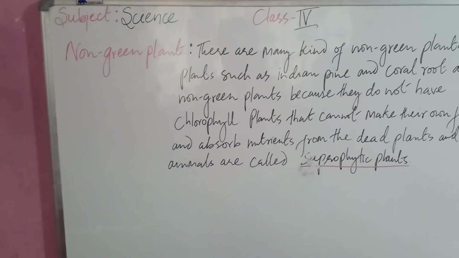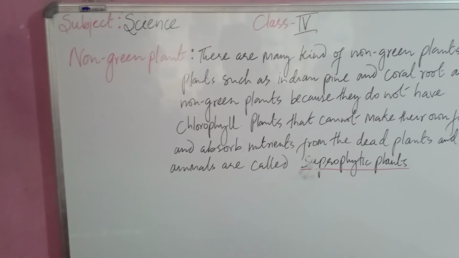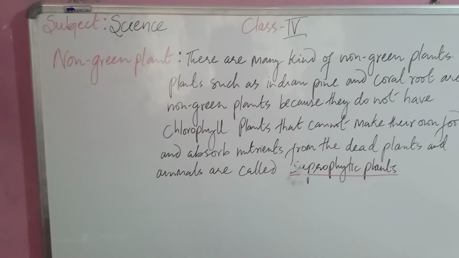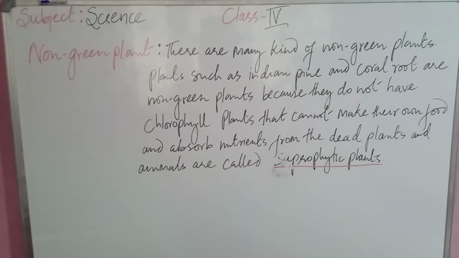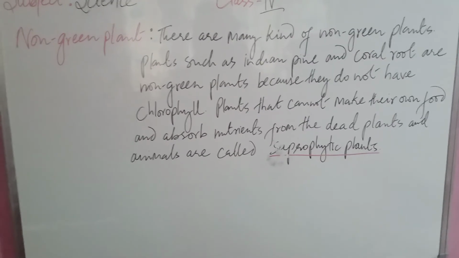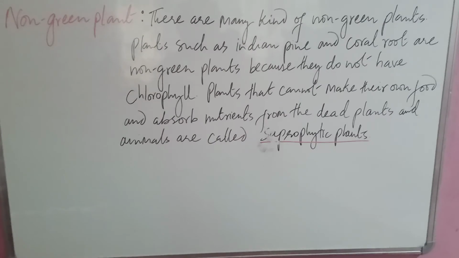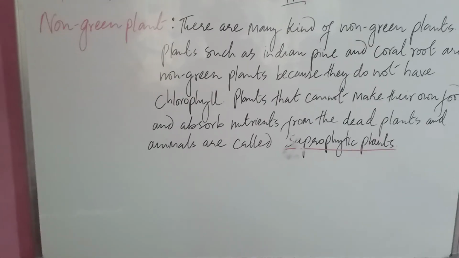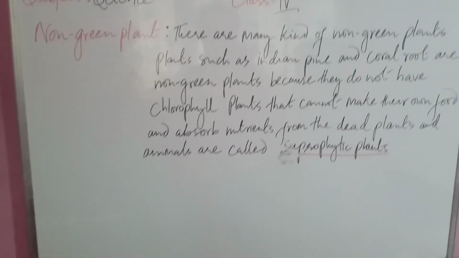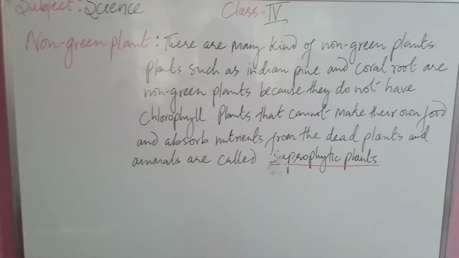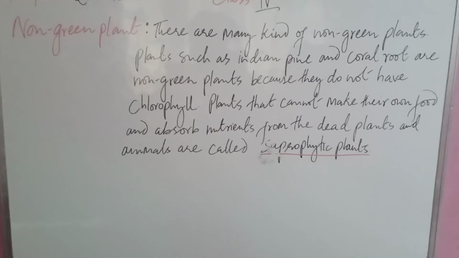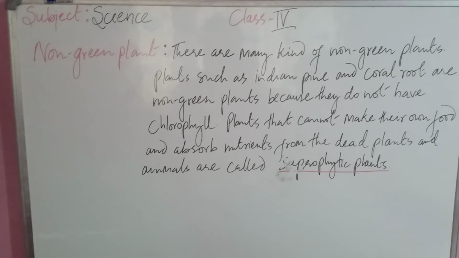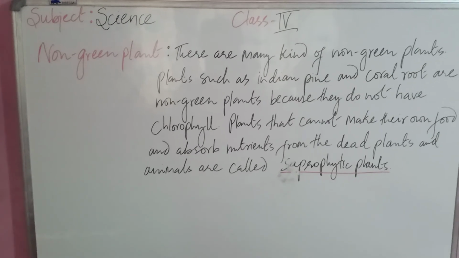Plants that cannot make their own food and absorb nutrients from dead plants and animals are called saprophytic plants. So non-green plants cannot prepare their own food and absorb the required nutrients and minerals from dead plants or animals. So they are called saprophytic plants.